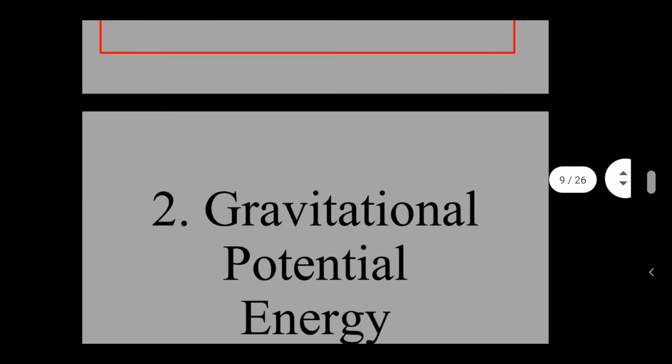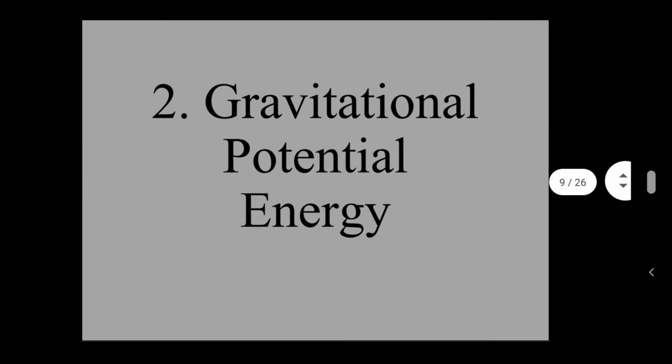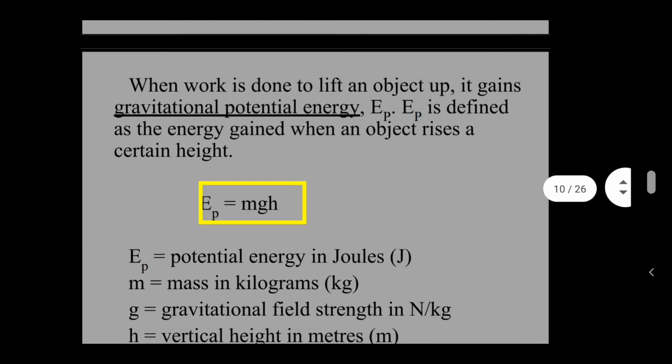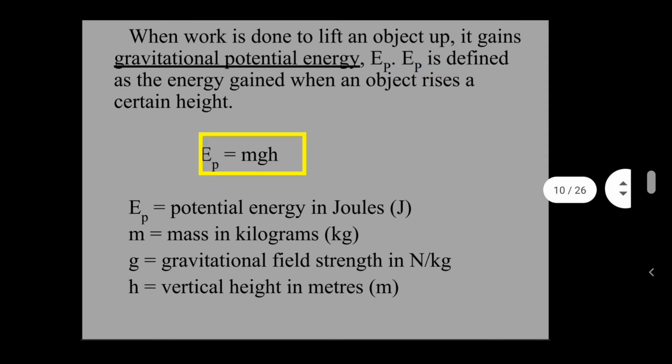So, number 2, gravitational potential energy. So remember when the ball was on the wall? We said it had some sort of potential energy, and it is the energy gained when an object rises a certain height.